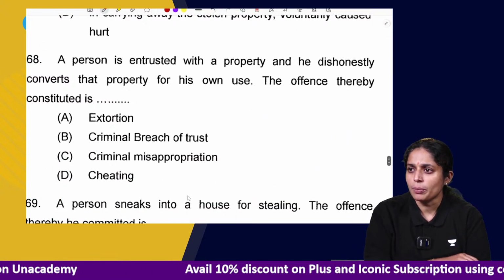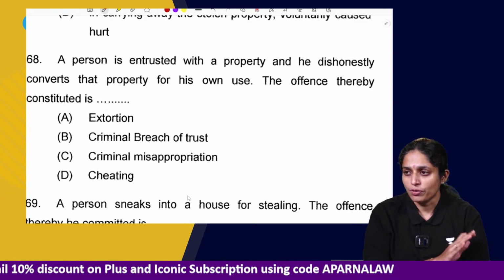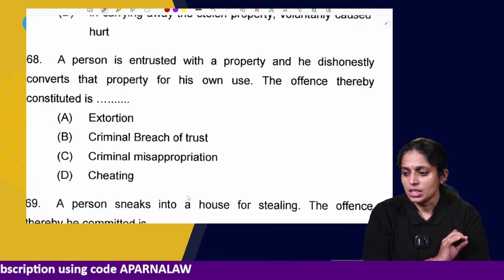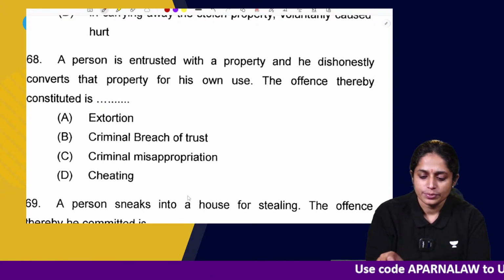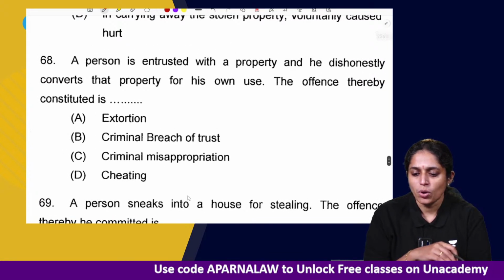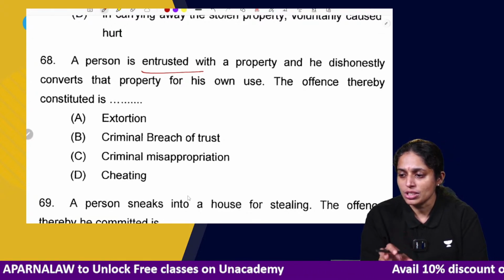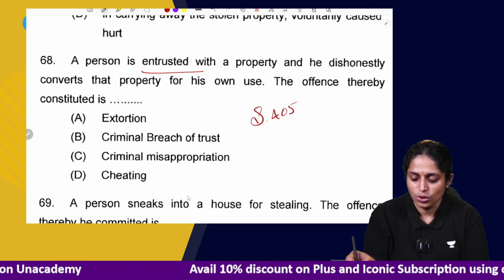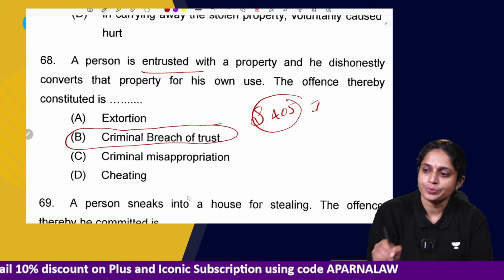Next, 68th question. A person is entrusted with a property and he dishonestly converts that property for his own use. The offence thereby constituted is A. Extortion, B. Criminal breach of trust, C. Criminal misappropriation and D. Cheating. What kind of offence is this? When a particular property is entrusted to someone, then we can say that it is attracted under section 405 IPC. It is for a criminal breach of trust. B.